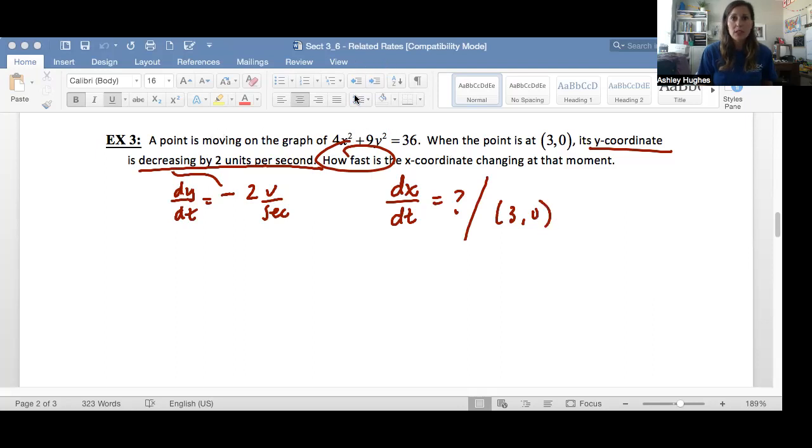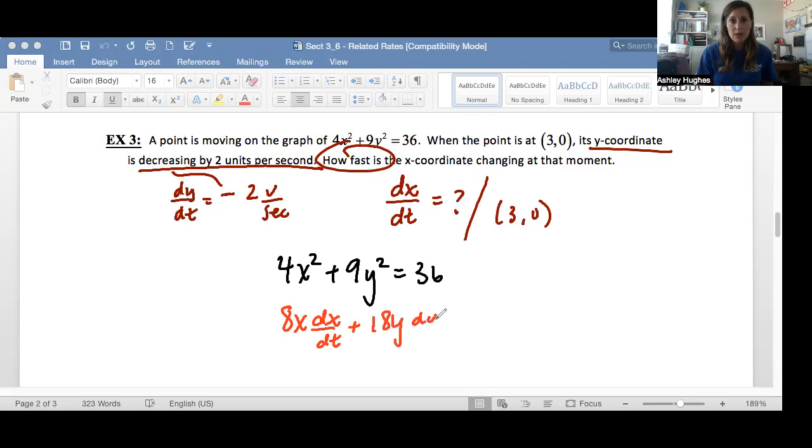So we're going to write down our equation. This time we don't have to come up with an equation because they just gave us one. And we're going to take the derivative of this, because remember, you take the derivative, then you plug in. So what's the derivative of this? It is 8x dx/dt plus 18y dy/dt equals, don't forget the derivative of a constant is 0.